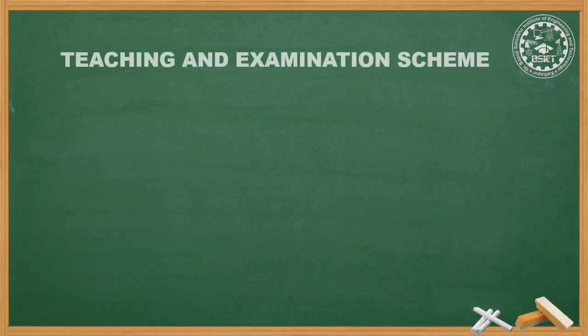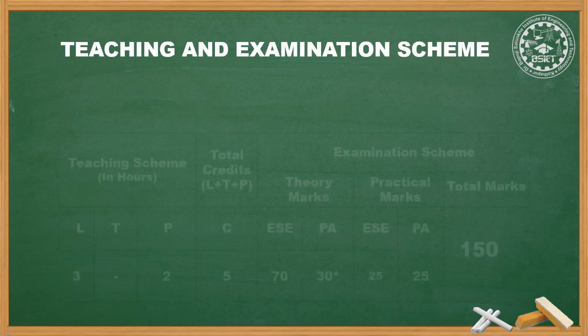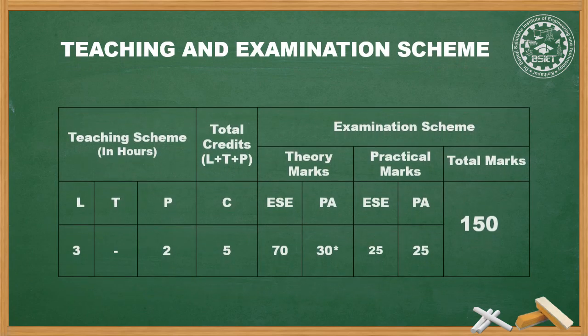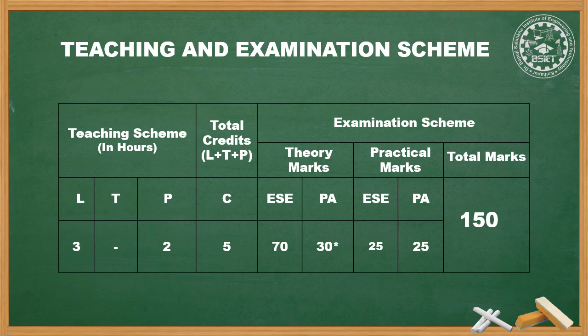As per I-Scheme, the subject contains a theory paper of 70 marks and 30 marks for THPA, that is theory progressive assessment, which consists of class test 1, class test 2 and micro project marks. Practical marks are 25 marks for internal practical assessment and 25 marks for end semester examination, which is also internal. Total marks allotted for this subject is 150 marks.